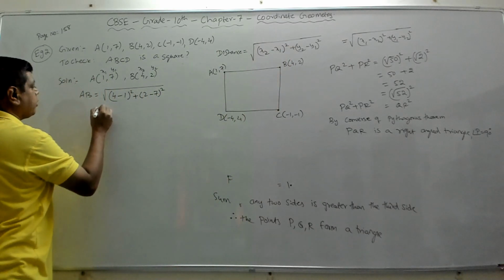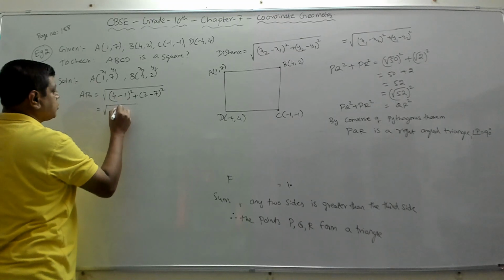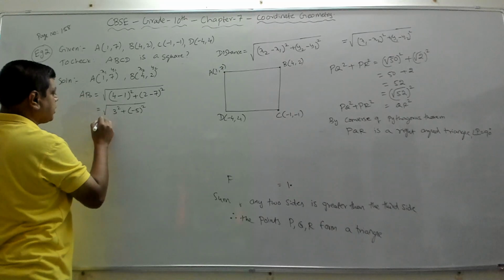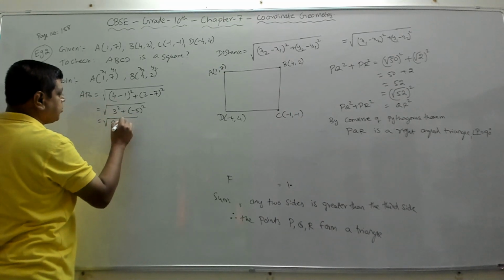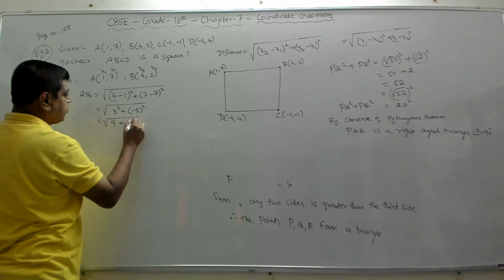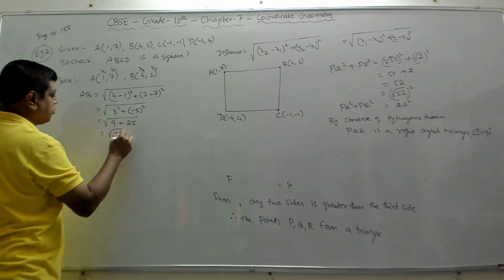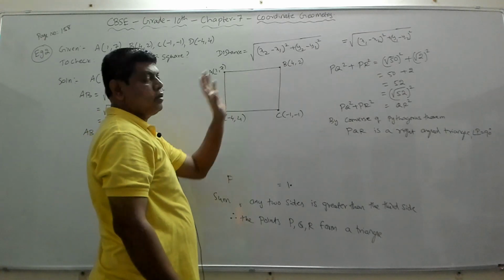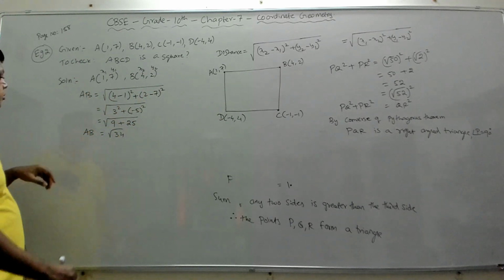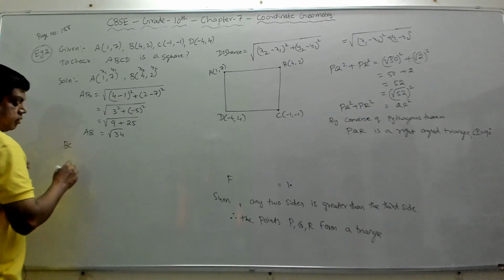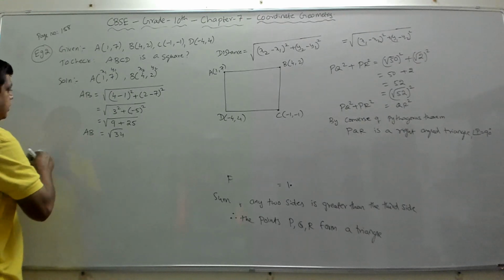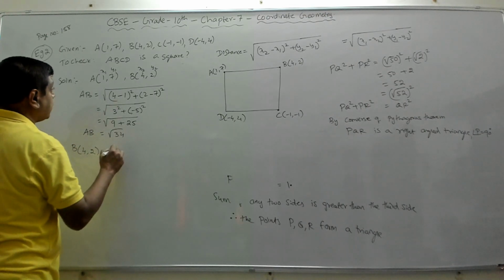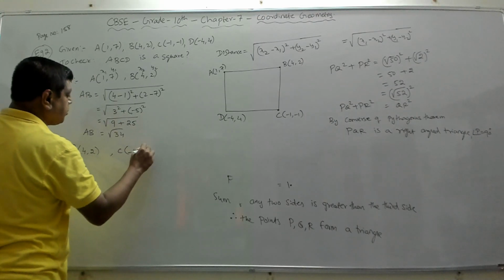So that becomes square root of (4 minus 1 is 3) squared plus (2 minus 7 is minus 5) the whole square. So that becomes square root of 9 plus 25, which is square root of 34. That is your AB, the length of the side AB. Now let's find BC. To find BC, I will write the B and C points. So B is (4,2) and C is (minus 1, minus 1).